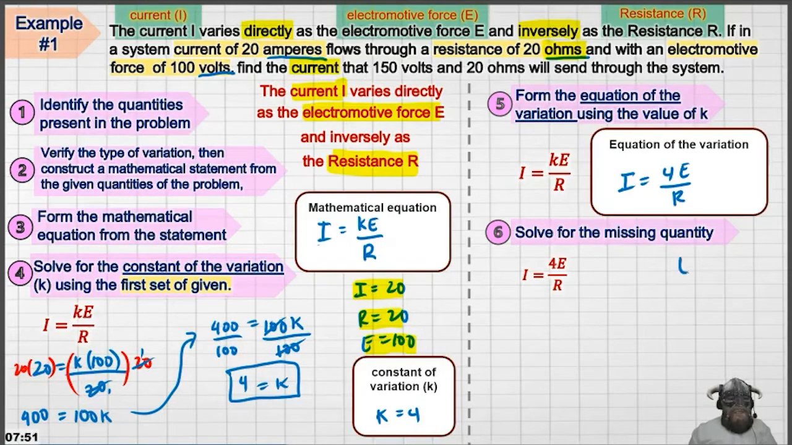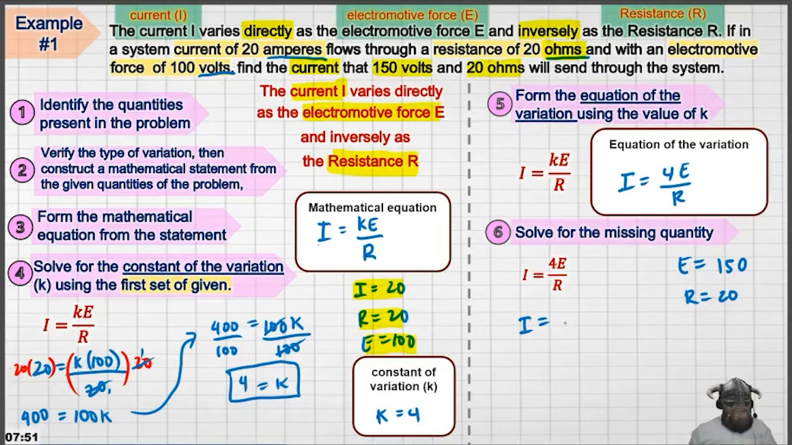So, we have the given E, 150 volts, di ba? Kanina, ang unit ng electromotive force natin ay volts. So, we can identify that this 150 is electromotive force. And then, ohms naman is for the resistance. So, we can say that 20 is for the value of resistance. Ganun pa rin. Substitute lang natin yung values.